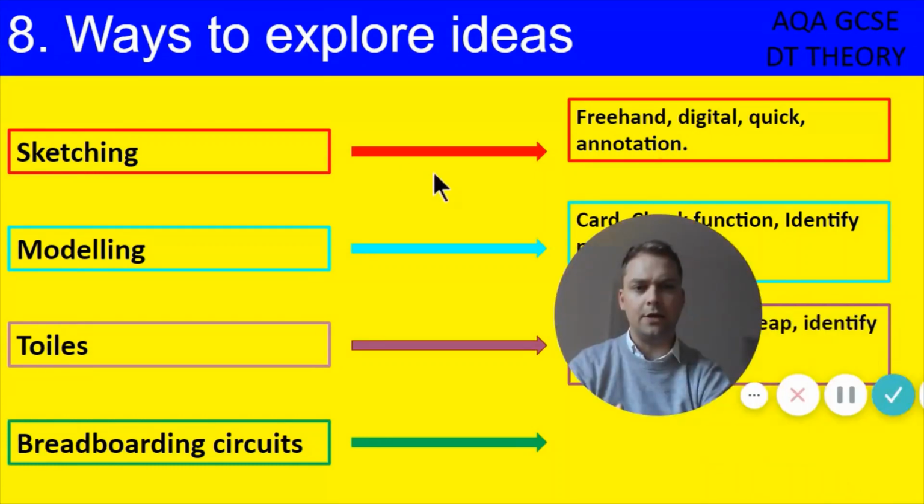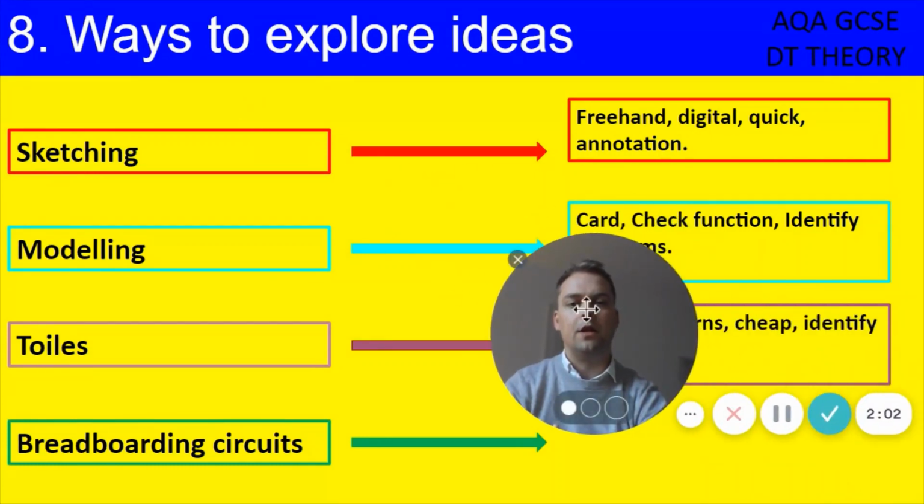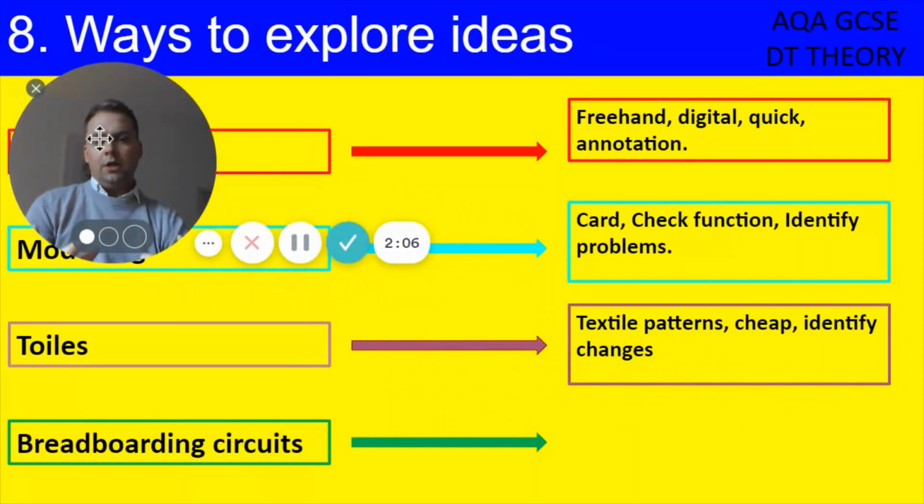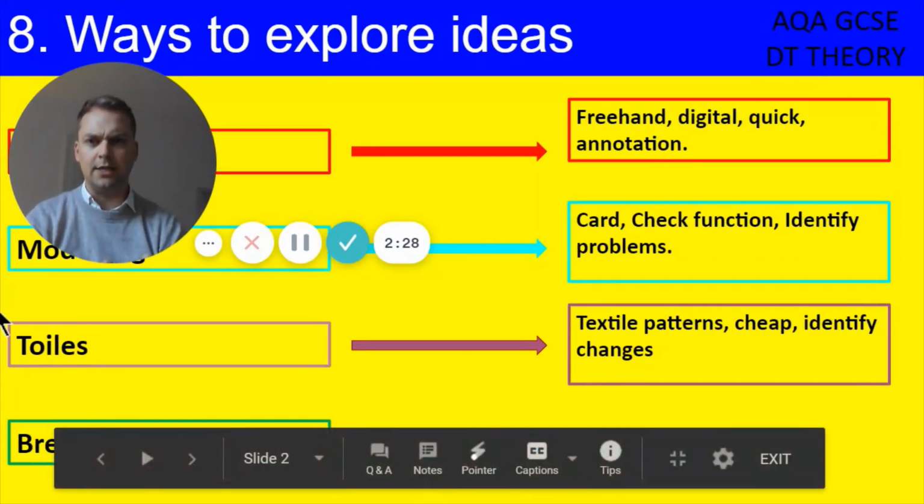Toiles is another way that we could explore our ideas. I'll just move that out of the way for you so you can see. So toiles are textile patterns. They can be very, very cheap to make, because we often make them out of newspaper, greaseproof paper. Any type of flexible material tends to be quite thin because it's easier to cut. And again, this helps us not only to identify problems, but also to identify changes that we might need to make to a particular idea or a particular product.